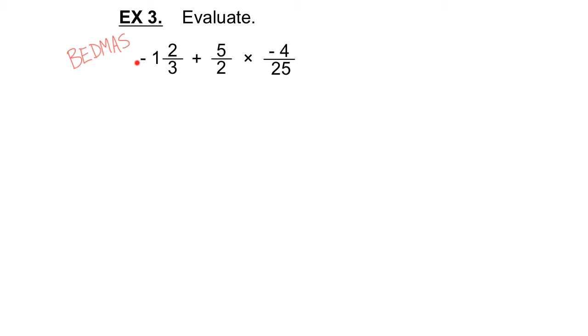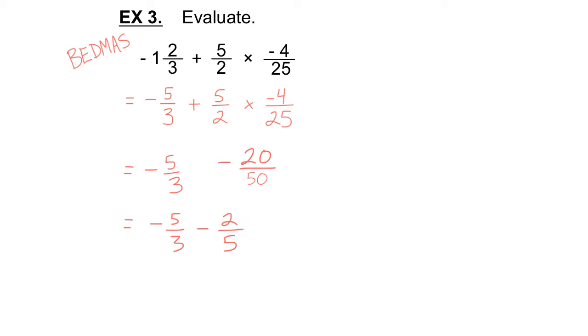Now also I'm going to change this into an improper fraction just to make it easier to work with later. So here's my expression. I just changed negative 1 2/3 to negative 5/3. I have to do the multiplication first, so remember when you're multiplying fractions, you multiply straight across. 5 times negative 4. Well, that's negative 20, and 2 times 25 is 50. Now I'm going to just turn it into lowest terms, because that's always good practice. Keep it in lowest terms. And now I can do the addition.